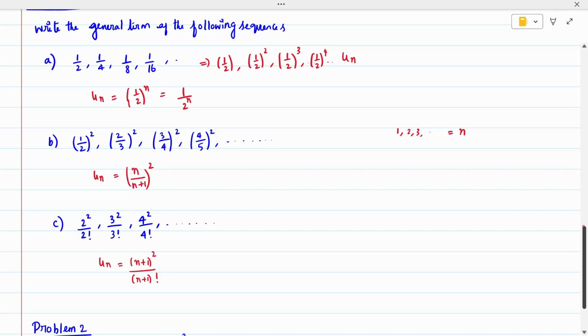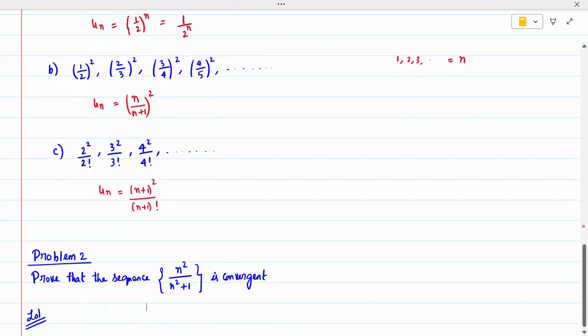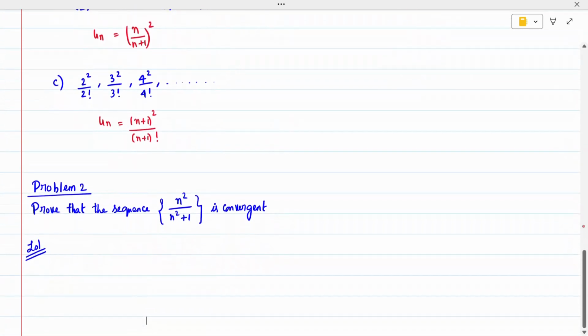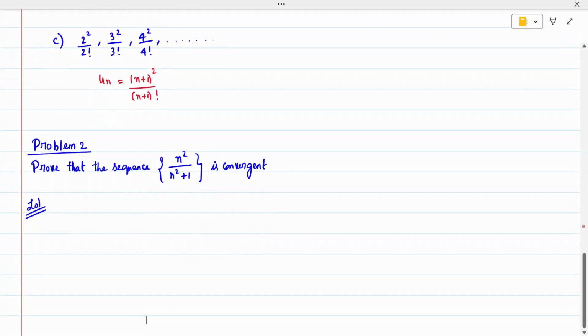They may ask in the MCQ also like this. So the second question: prove that the sequence is convergent. Convergent means we have to prove whether it is bounded, then the convergent condition also you have to check. So the given condition, bounded, first I have to check it. For that, the given question, I will take it as un. Un is nothing but n squared divided by n squared plus 1.